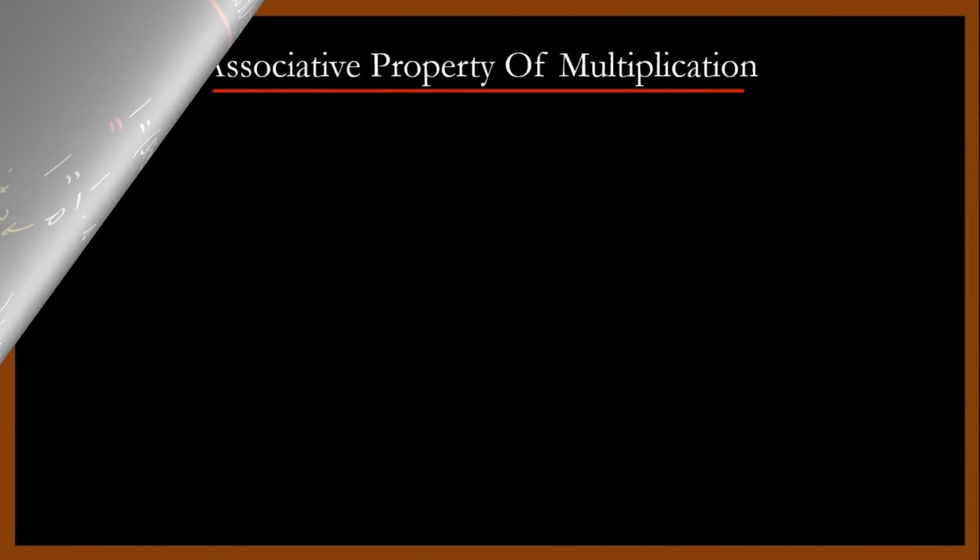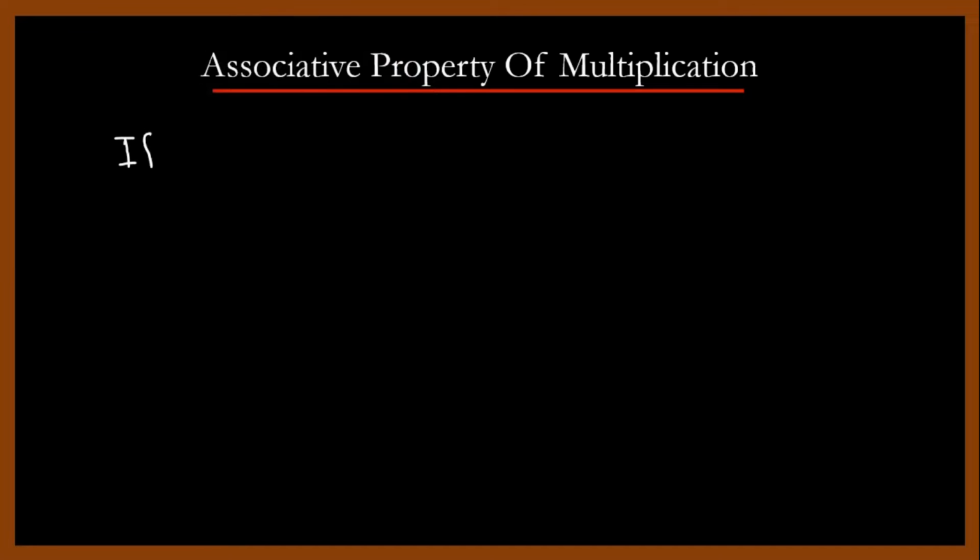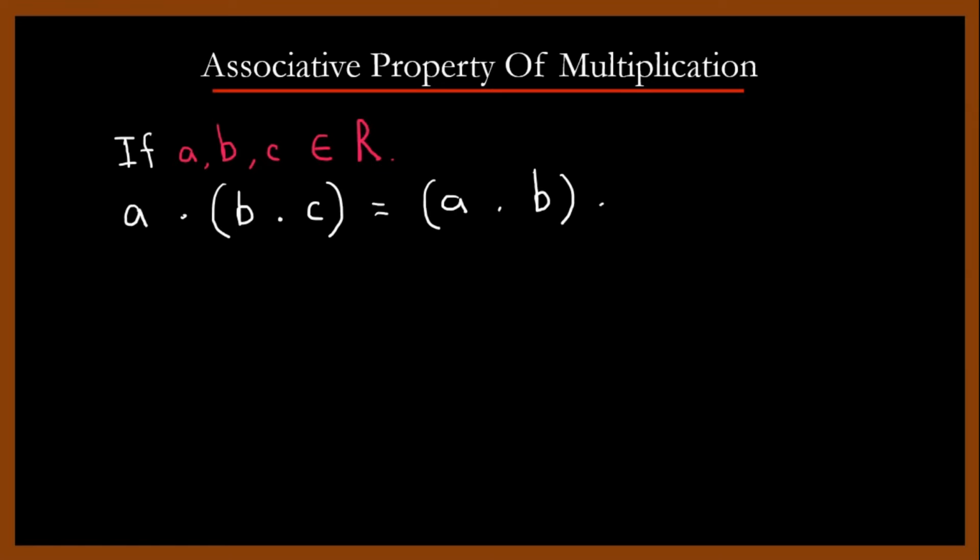The associative property states that if a, b and c are three real numbers, then a multiplied by b, multiplied by c, equals a multiplied by b multiplied by c, and the grouping does not affect the result of the multiplication, meaning grouping of numbers has no effect on the multiplication. So, for example, 2 multiplied by 4 multiplied by 5 equals 40.